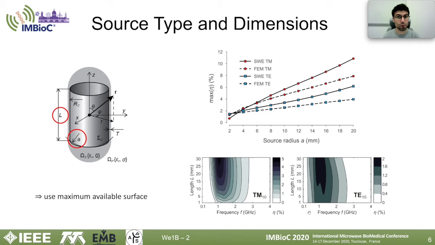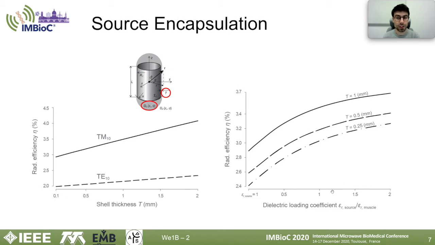Note that although for an electric source the efficiency generally increases with the length, magnetic sources have an optimal ratio of their dimensions. Encapsulation affects the efficiency as well. A thicker shell results in lower near-field losses, and therefore the electric source benefits much more from the increased thickness.